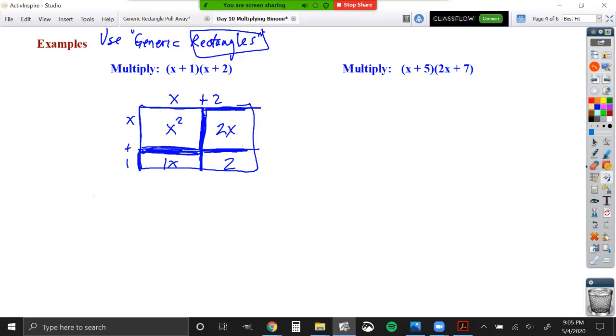So my answer, the product x plus 1 times x plus 2, will equal x squared plus 3x plus 2.